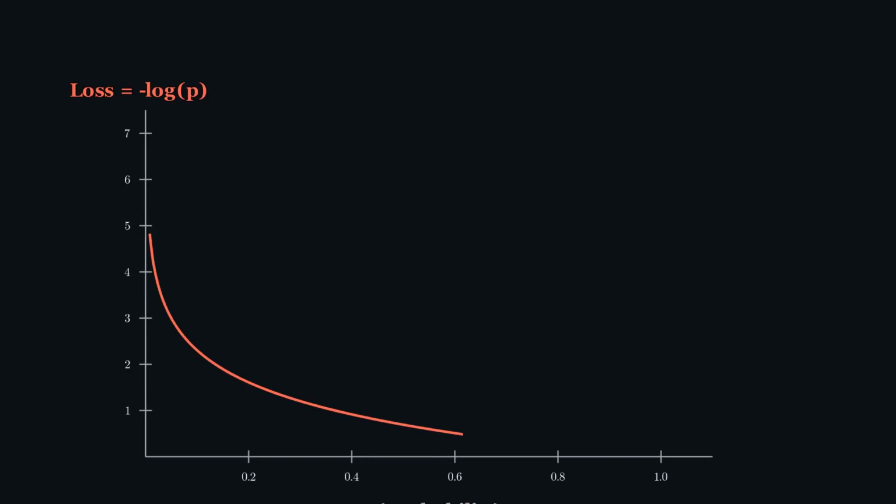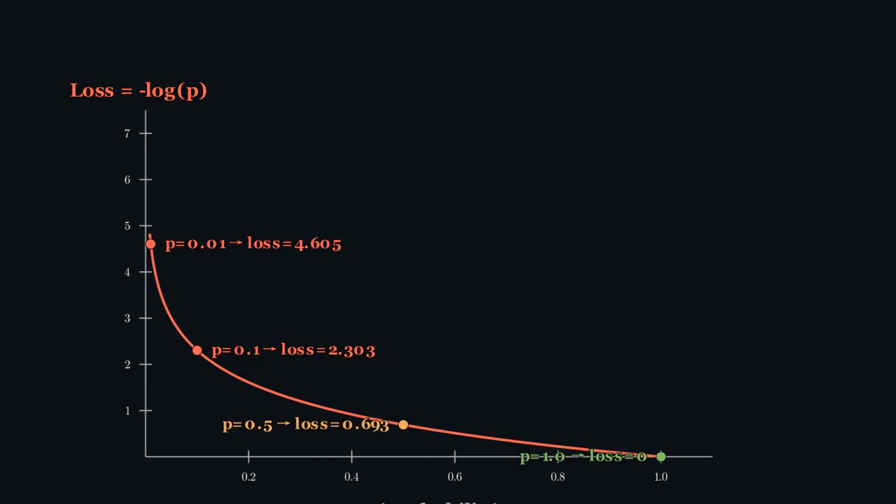Let's look at this loss function more closely. This is negative log p, plotted from 0 to 1. At p equals 1, a perfect prediction, the loss is 0. At p equals 0.5, a coin flip, the loss is 0.693. But watch what happens as p approaches 0. The curve doesn't just rise, it explodes upward, a vertical cliff. At p equals 0.01, the loss is already 4.6. At p equals 0.001, it's 6.9.